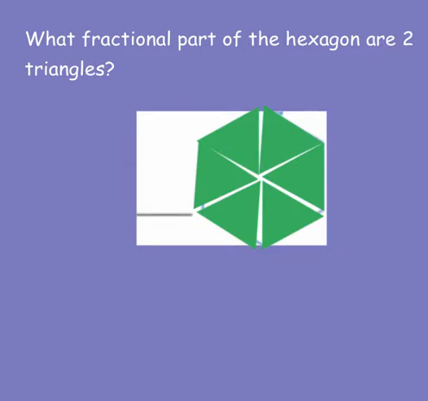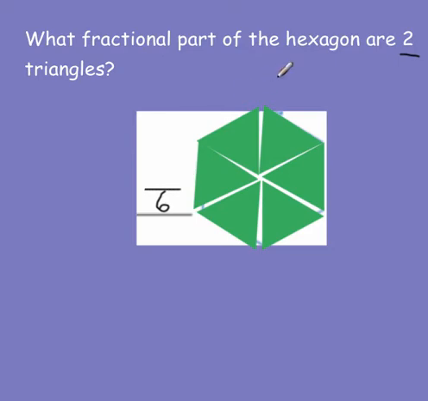Next example, what fractional part of the hexagon are 2 triangles? So this time it's asking us about 2 triangles. The hexagon is already filled in, and there's some spaces in between the triangles this time so you can see how many there are. So you can see that we would have 1, 2, 3, 4, 5, 6 triangles in the entire hexagon. That's going to be the bottom or the denominator of my fraction. The total number of triangles there are 6.